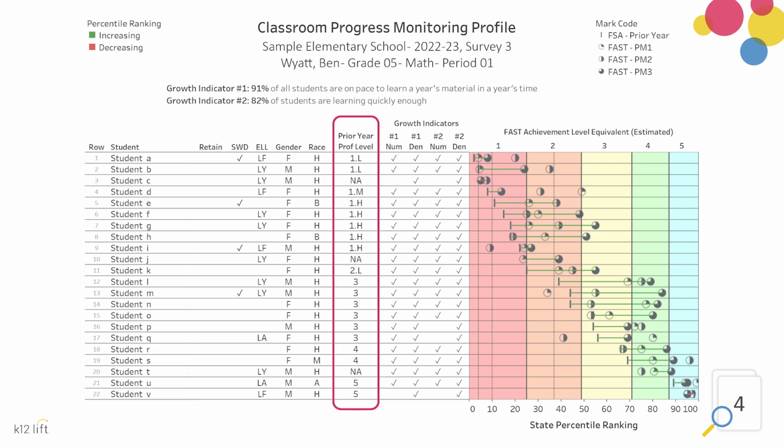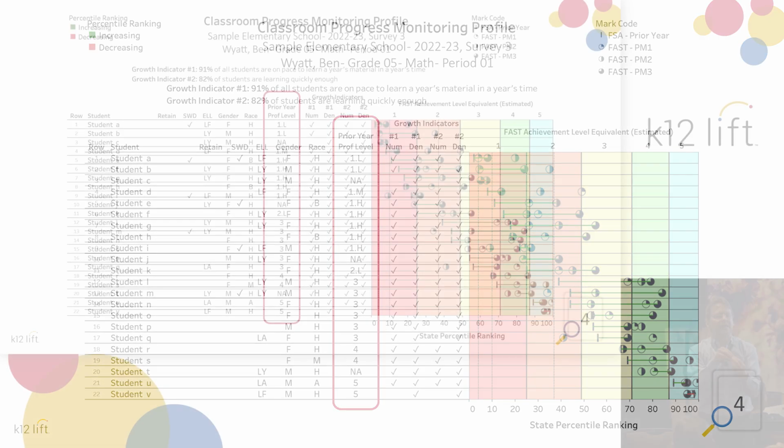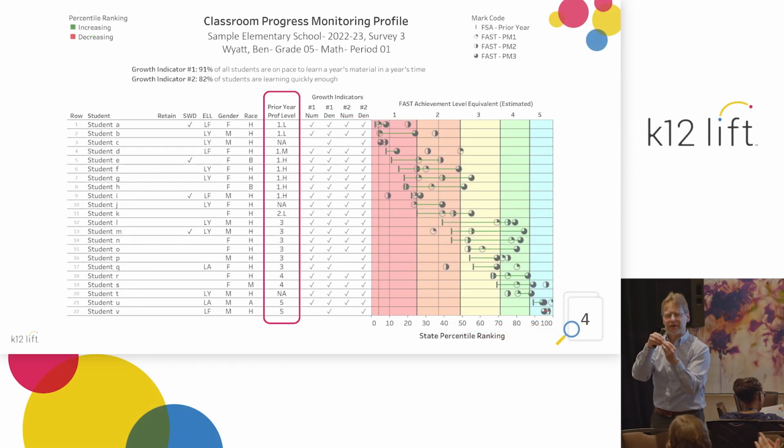Prior year proficiency level. So why do you think that column is in there if it's already offered, in this case, as prior year FSA? You've already got that line in there. Why would we need both of those things? That seems odd to me. It seems like a duplication. We've got that piece of information there twice.